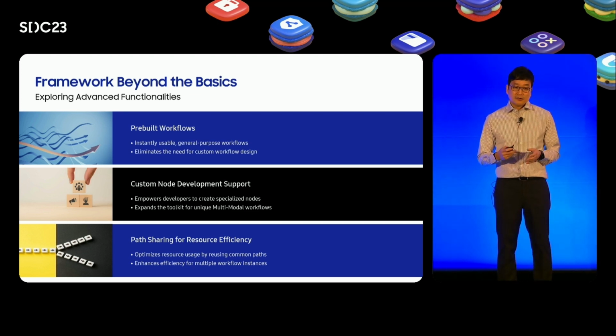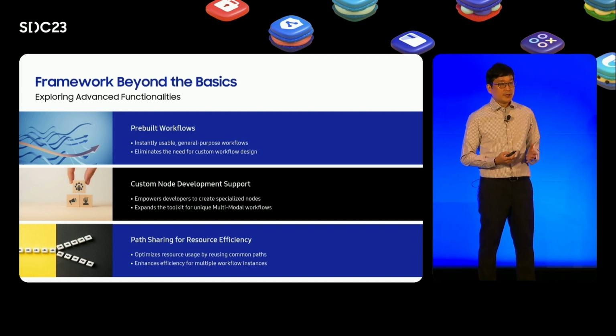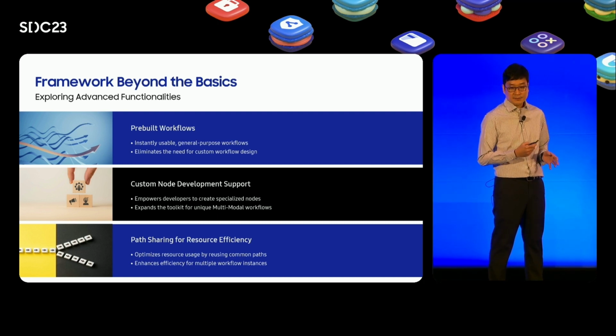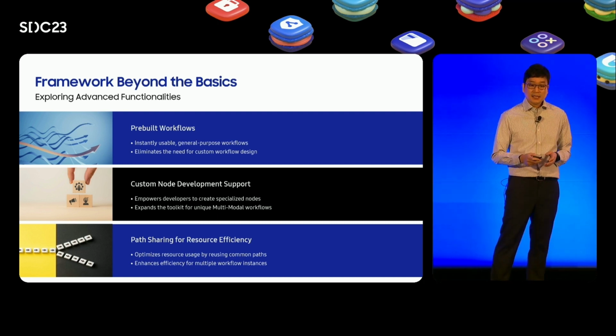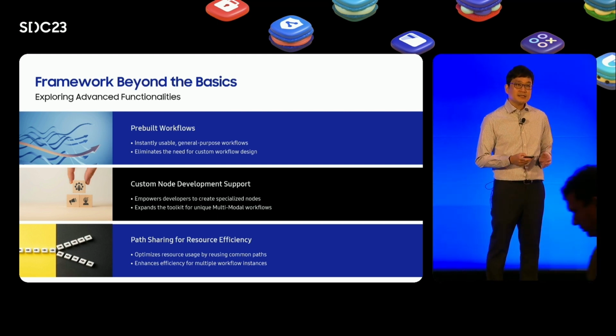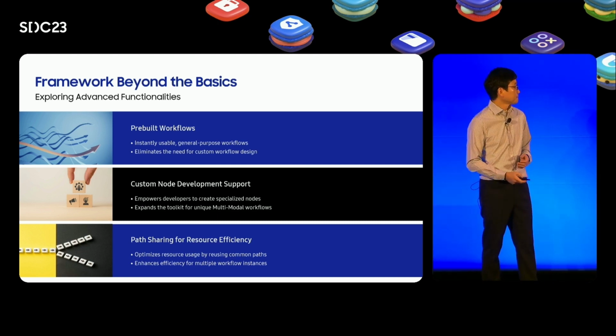Third, our framework efficiently manages resources. When multiple apps request the same resources, such as video capture or gesture recognition, it detects and efficiently shares these resources. This approach minimizes system overhead and optimizes performance.